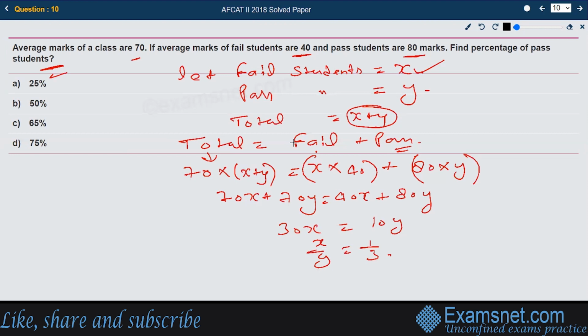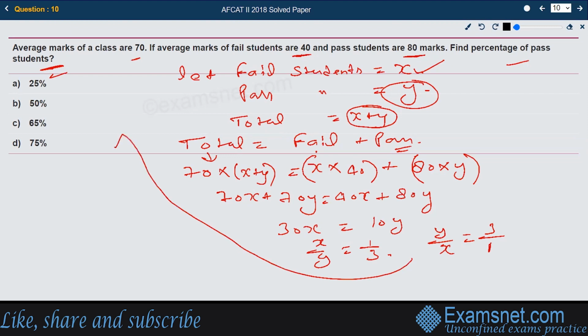He's asked for the percentage of pass students, so the value of Y has to be calculated. So it's obviously going to be Y by X, which comes out to be 3 by 1. They have asked the question in terms of percentage, so we need to break this 100% into the passing and the failing students. The ratio of pass students to fail students has to be 3:1.